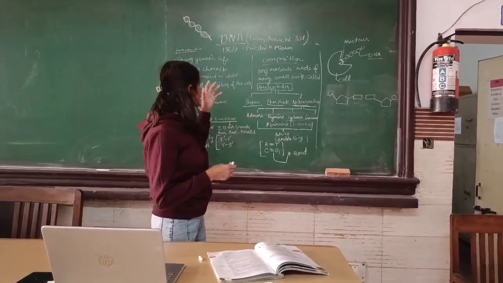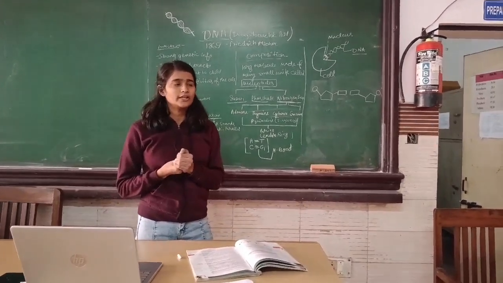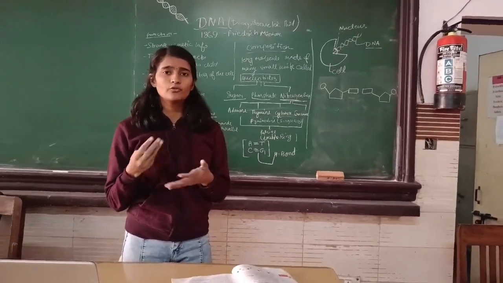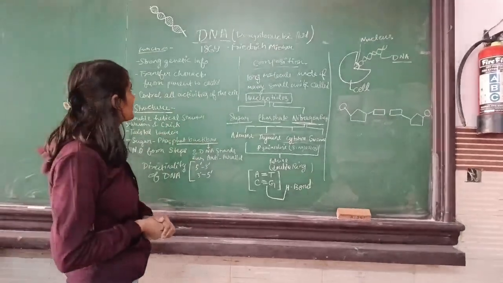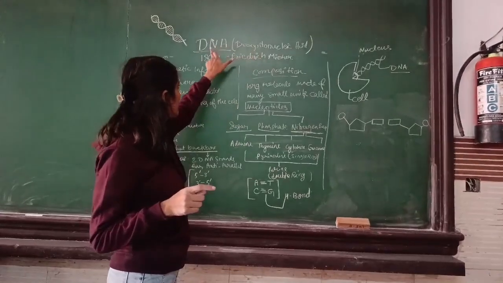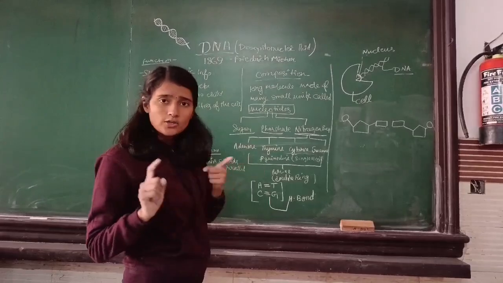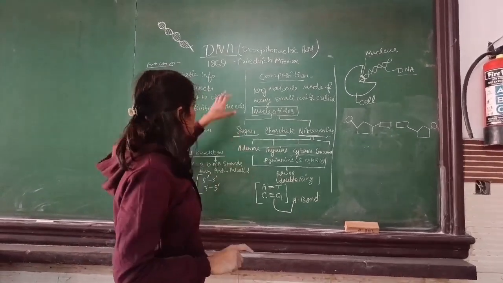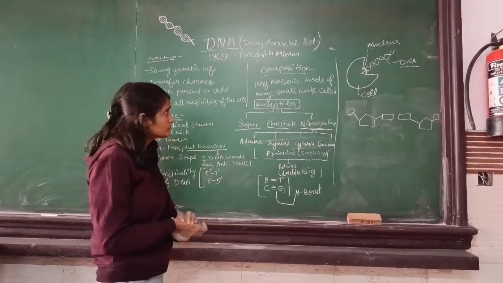Student. Today I am going to explain the topic DNA. You all must have heard about DNA in your previous classes or in movies, but today I will discuss in detail about DNA. In DNA, D stands for deoxyribo, N stands for nucleic, A stands for acid, which is deoxyribonucleic acid, which was proposed by Friedrich Miescher in 1869.